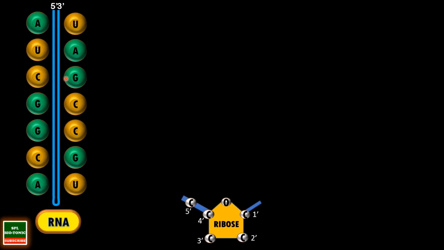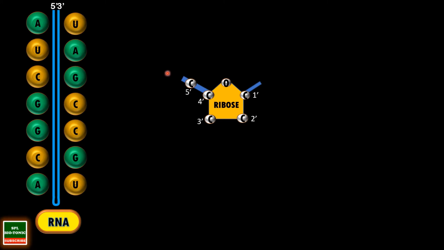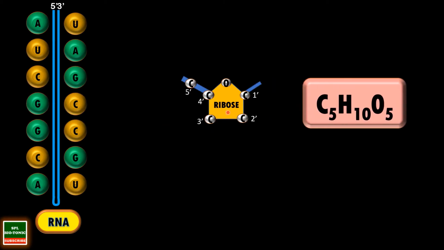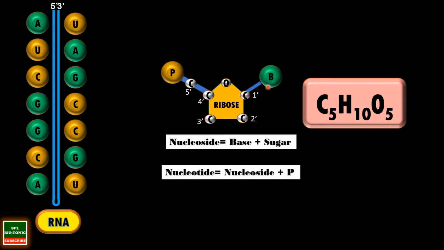Now these ribonucleotides are made up of three components. The central part of the ribonucleotide is the sugar, that is ribosugar. This sugar is a pentose sugar, C5H10O5. To this ribosugar, the phosphate is attached at the 5' carbon, whereas the base is attached to the sugar at the 1' carbon.